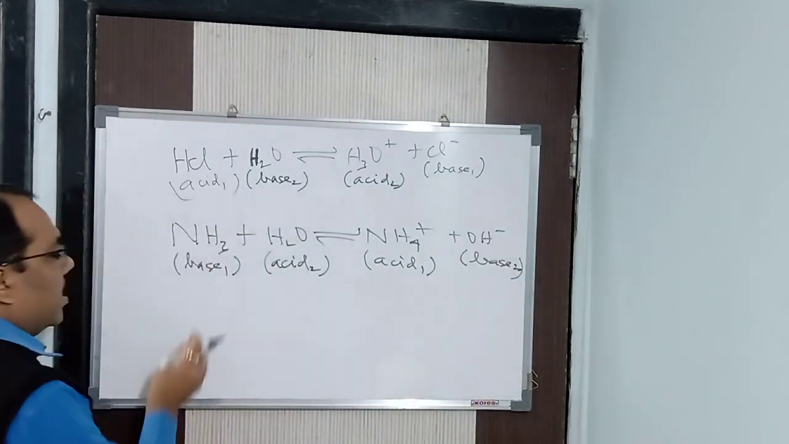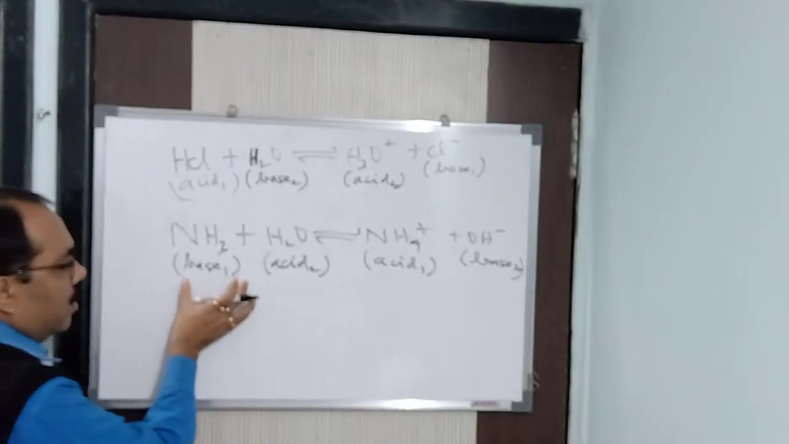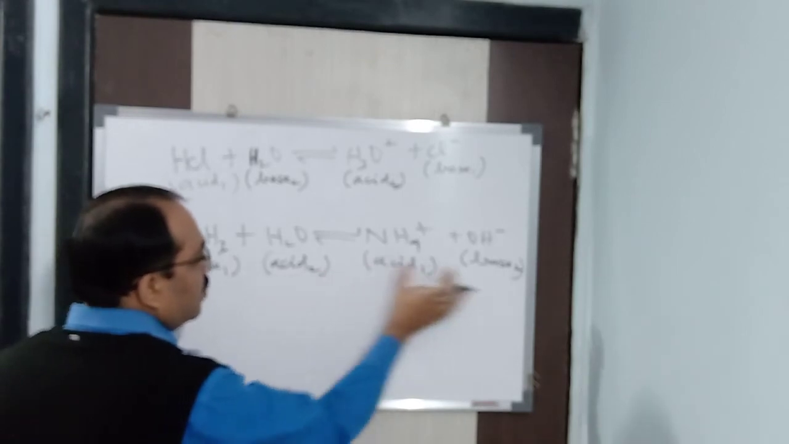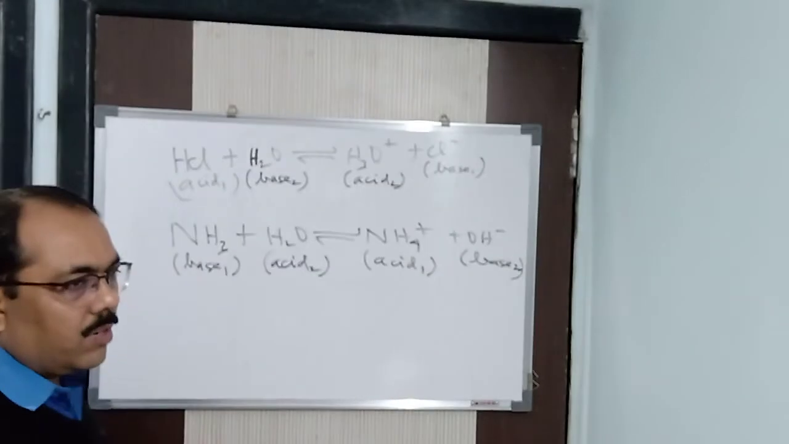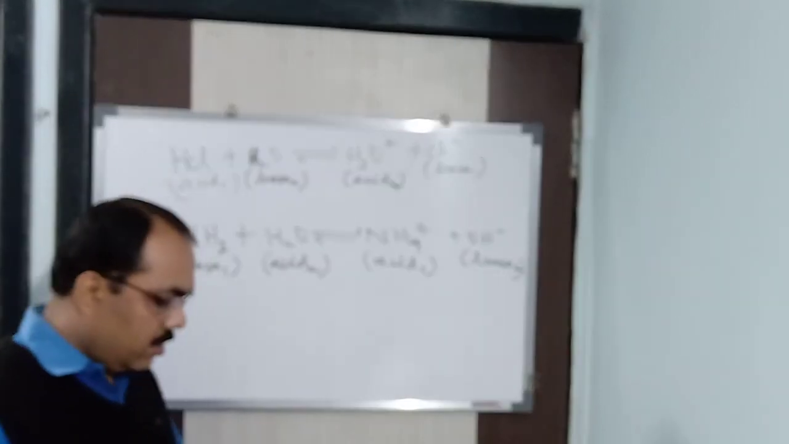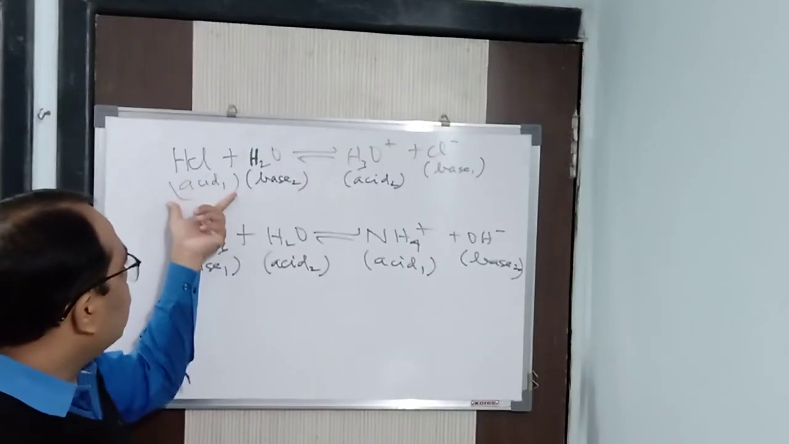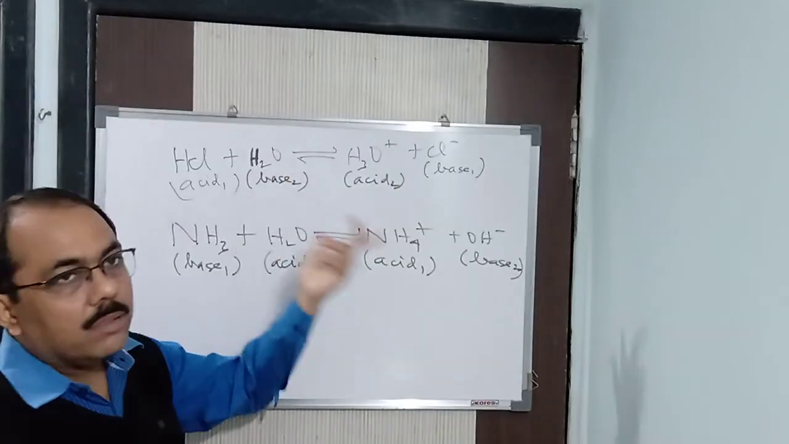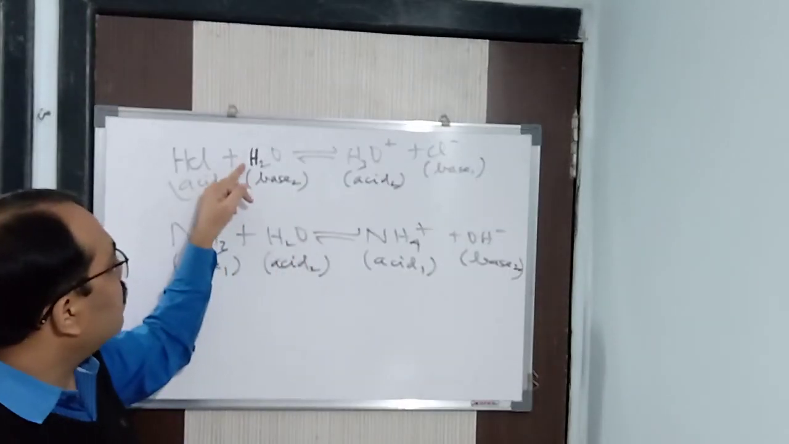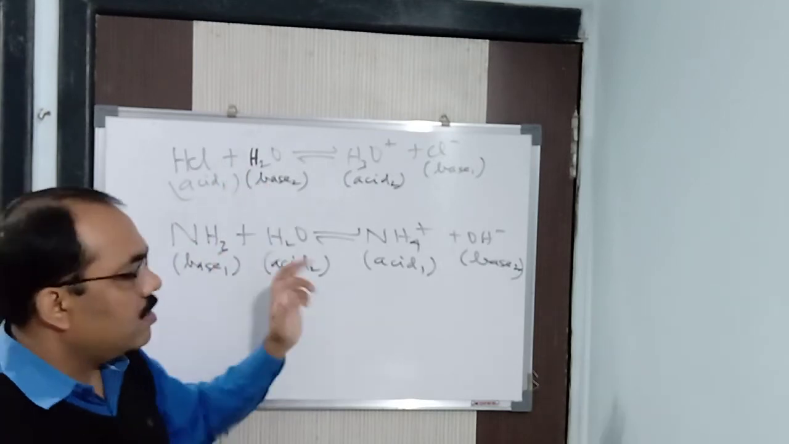Clear? That means here this is the conjugate acid of this, and this is the conjugate base of this particular acid. For that reason I have written clearly acid 1 base 1, acid 2 base 2. This is the acid, and this is its conjugate base. Now this is the acid, this is its conjugate base. So here water acts as a base, here water acts as an acid. So hence it is amphiprotic in nature.